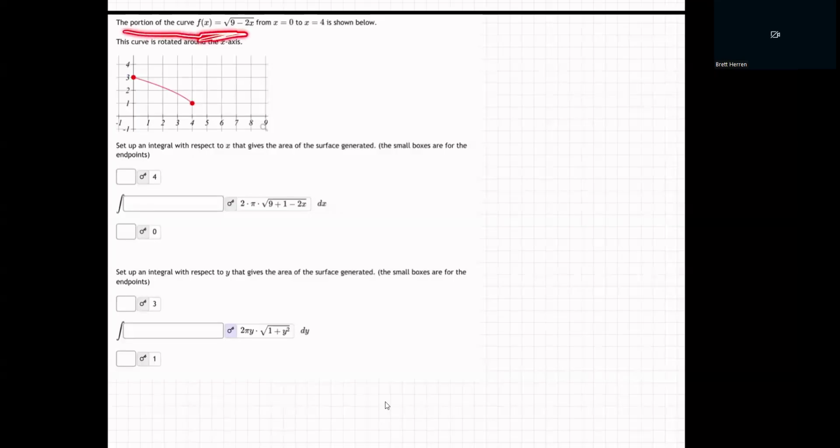A portion of the curve f of x equals square root of 9 minus 2x from x equals 0 to 4 is shown below. This curve is rotated around the x-axis. It's an important word there. Rotated around the x-axis. So they're going to take this little curve right here, and then here's the x-axis. They're going to rotate it around the x-axis. So it's going to come down here and make some kind of bowl thing.